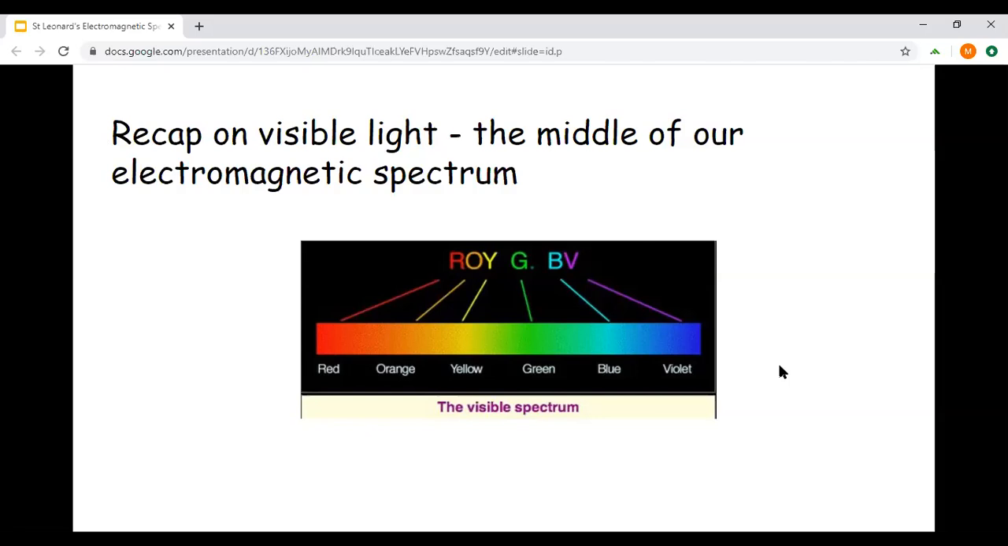So if he chose the green light, or the green ray of light, went through the slit, through the next prism, the only light that came out of the second prism was green. And that was awesome, because it proved that the white light was made up of all of these colours.